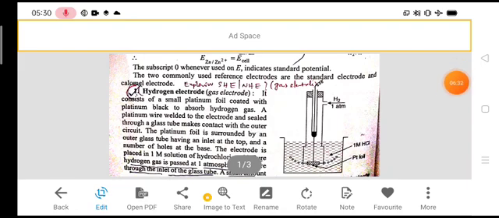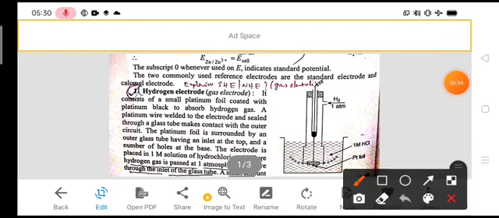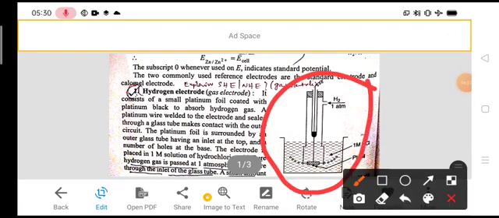It is also called as gas electrode. So here the diagram represents the normal hydrogen electrode. The normal hydrogen electrode consists of a small platinum foil which is coated with platinum black to absorb the hydrogen gas. A platinum wire is welded to the electrode and sealed through a glass tube to make contact with the outer circuit.